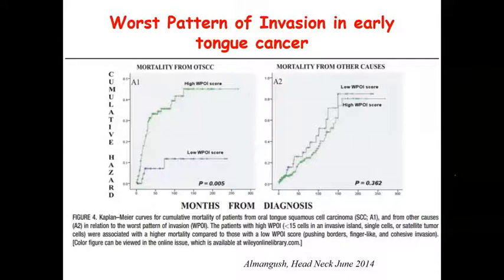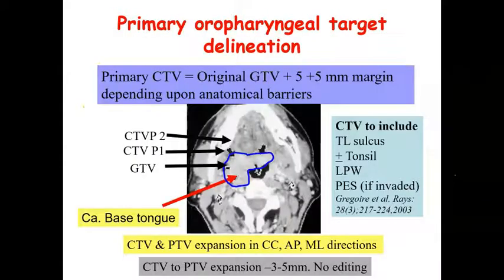Now people are also looking into the emerging concepts of worst pattern of invasion and tumor budding or isolated tumor cells, because they seem to be having a role, at least in the smaller studies that are coming up, in the local control of these tumors, and they need to be somewhere along the line grafted into our studies.